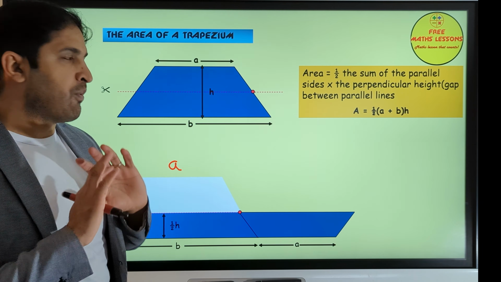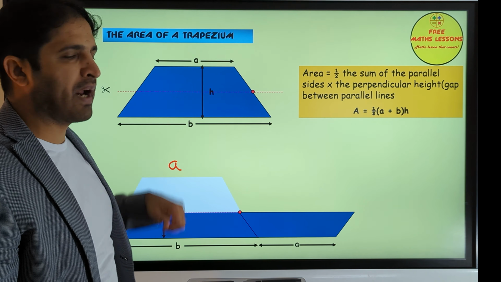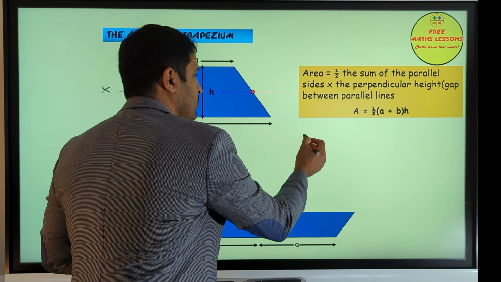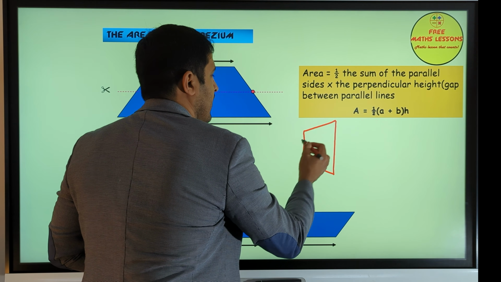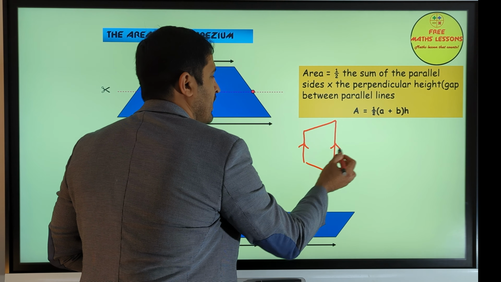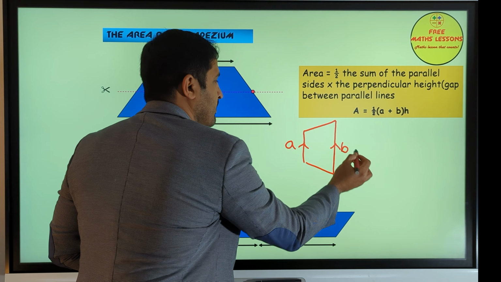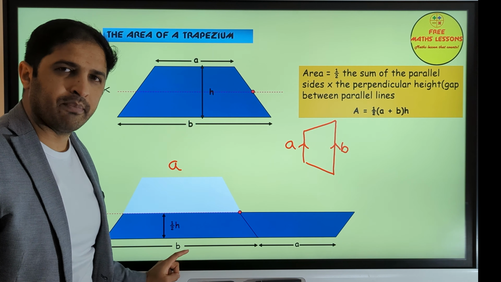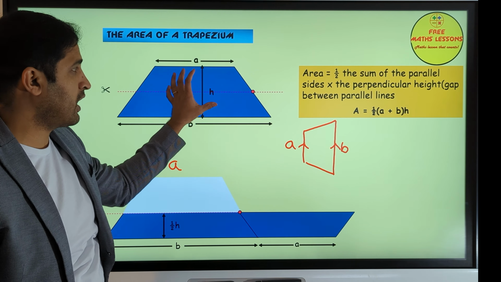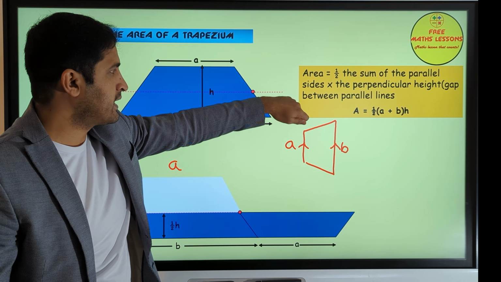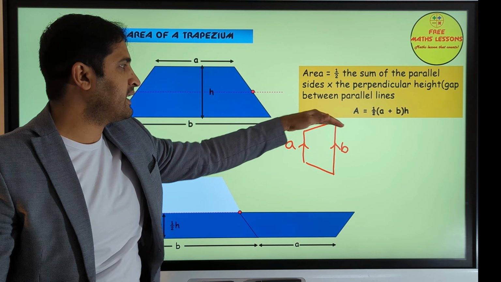Any trapezium will have only one property, it has one pair of parallel lines, okay? And that doesn't have to go horizontal, it could go vertical. That's a trapezium. And it has this property because of one pair of parallel lines, A and B. And that's the reason we add A and B. Because even if you turn the entire trapezium over, get a copy of it, put it on the other side, then you still get the length A plus B.